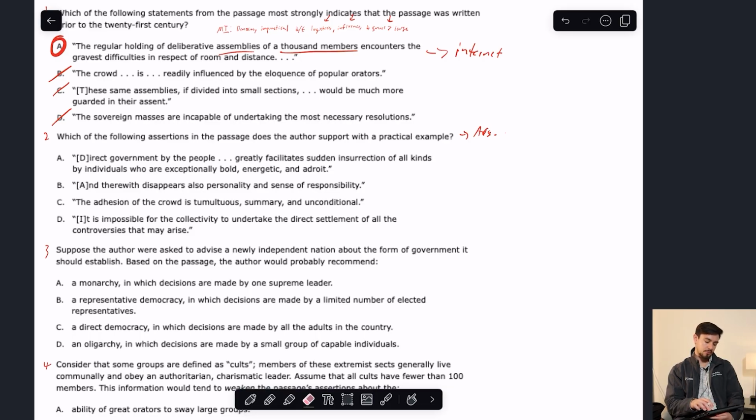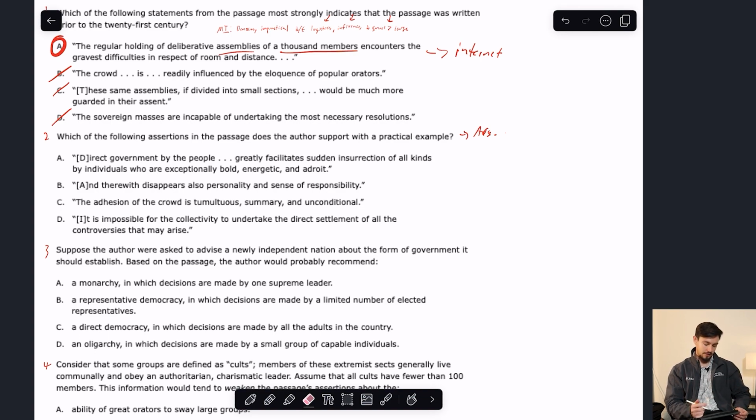And so really what we're doing here is we're looking at our main idea and we're saying which of these 3 things would the author think is no longer an issue. Is it going to be logistics? Is it going to be influence? Or is it going to be small groups are more effective than large groups? It's going to be the logistics one, right? Like, we have the technology to overcome some of the logistical barriers to democracy these days.